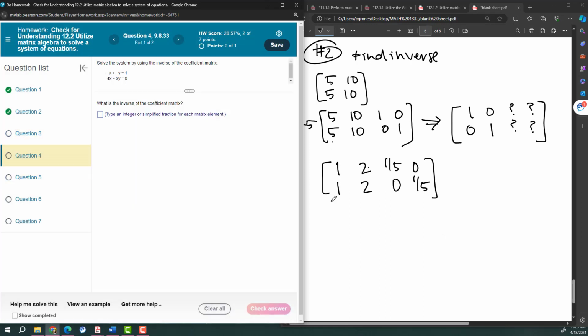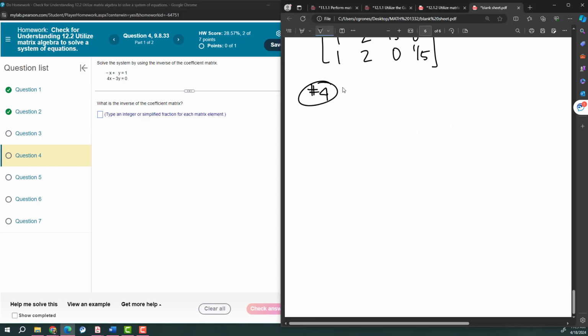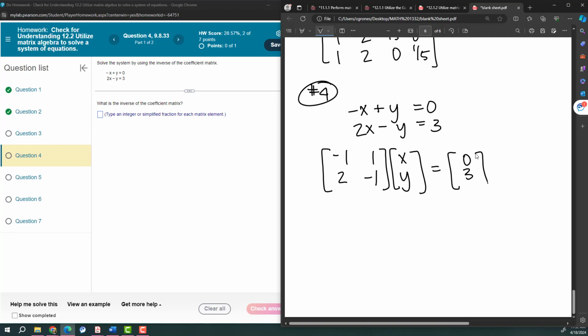And then the last one that I'm going to do is this one. Solve the system by using the inverse of the coefficient matrix. So number 4. All right, number 4 is going to be the last one that I'm looking at. So it says to solve the system by using the inverse of the coefficient matrix. How you're going to do this one, you're still going to set this up how you would normally by taking the numbers and not putting your x's in. So this is how you would set this one up.